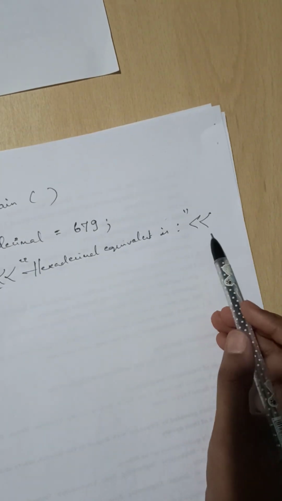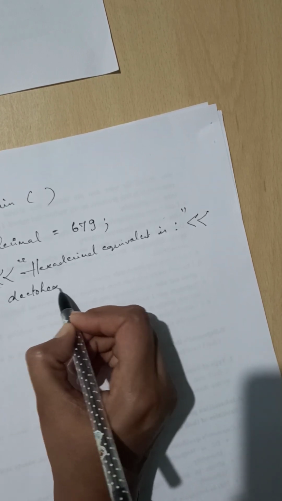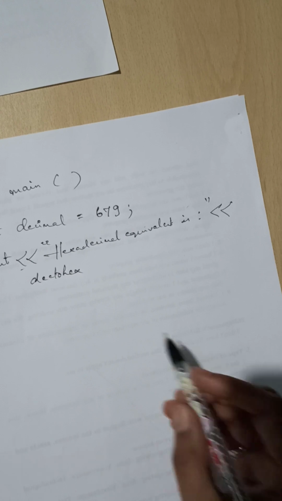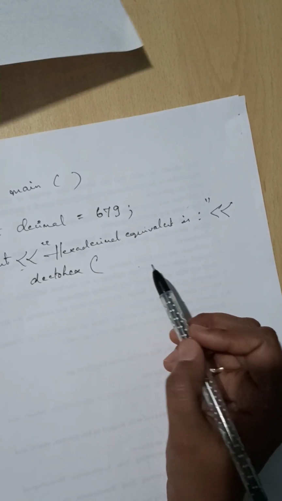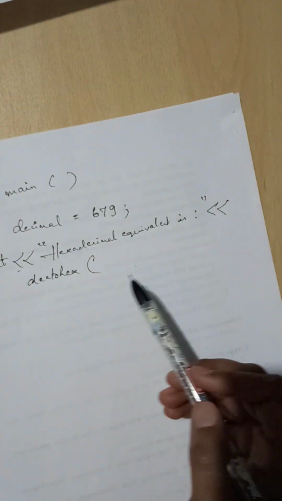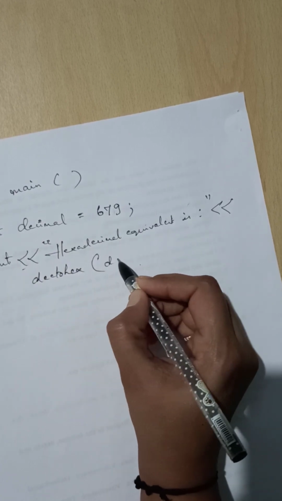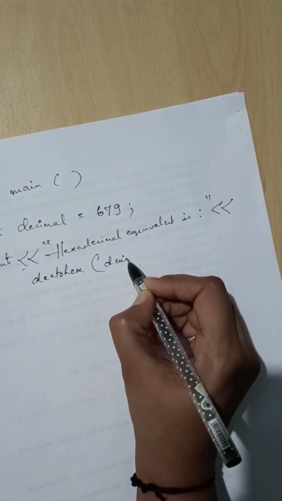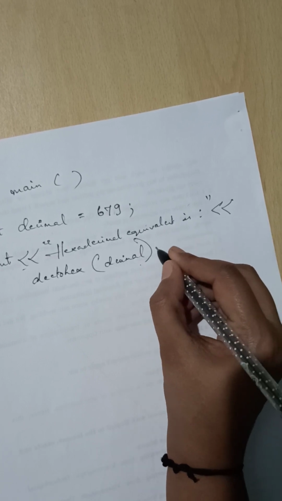So the name of the function is decimal to hex. And what was the parameter we were passing? We were passing the decimal number as a parameter. So this is our decimal number. We have to just mention the name of the variable. No need to mention the data type in the call statement.